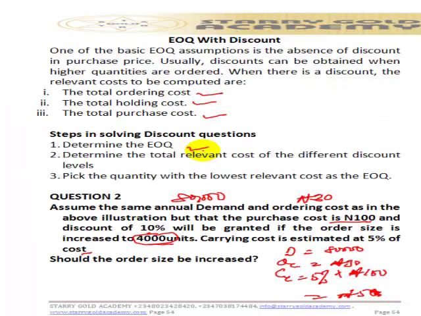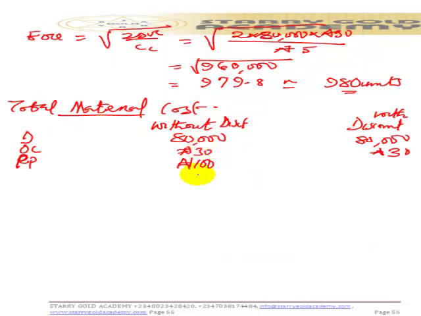But if the company accepts the discount, we are told that the company will enjoy 10% discount. So it means 10% will be taken off 100 naira. Let me use a different color to do that. So it means the purchase price will now be 100 times 90%, meaning 10% has been taken off. That's going to be 90 naira.